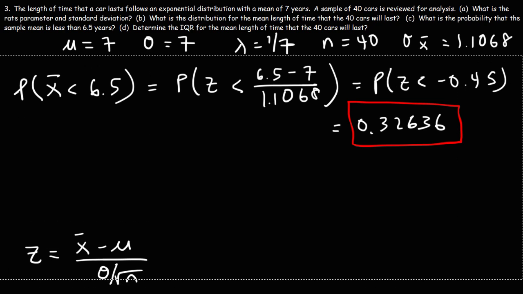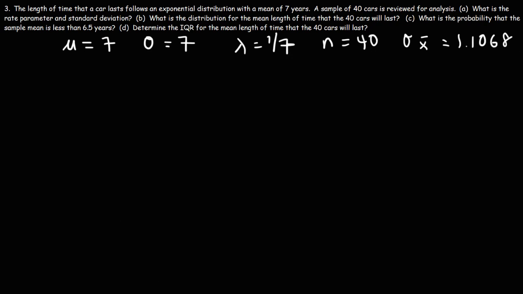Now let's move on to part D. Determine the IQR for the mean length of time that the 40 cars will last. So the IQR, this stands for the interquartile range. It's the difference between the third quartile and the first quartile.